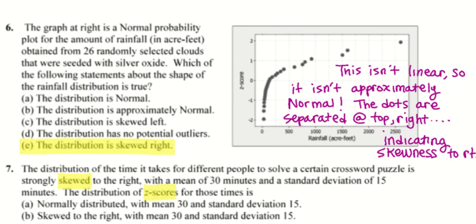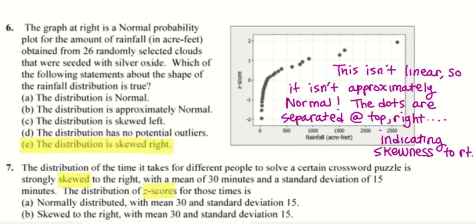Number 6, hopefully you did a little research and you looked up what a normal probability plot is. A normal probability plot will tell us if a distribution is approximately normal as long as all of the dots fall in a linear pattern and they're all spaced out roughly the same. This particular graph is not linear, and the spacing changes as you move right on the graph. So what this tells us is that it's not normally distributed, it's not approximately normal.